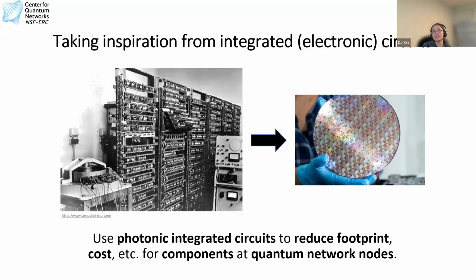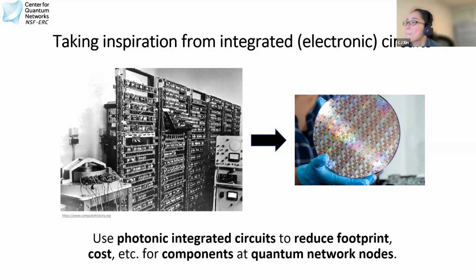So for that, we take some inspiration from integrated electronic circuits, where initially one of the first few transistor-based computers were enormous, and now you can fit things into a wafer that you can hold in your hands. Well, what if we use photonic integrated circuits to reduce the footprint, costs, and maybe also energy consumption of components at quantum network nodes? This is something that can help accelerate usage of secure quantum communication over a long distance.